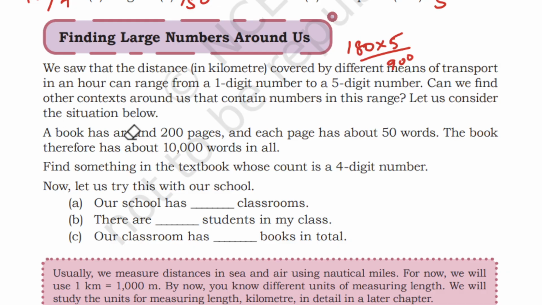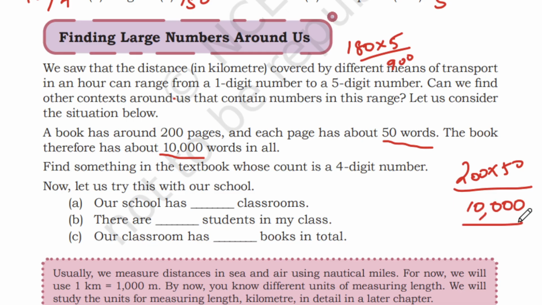A book has around 200 pages, and each page has about 50 words. So what happened in a book? We have 200 pages, and each page contains 50 words. The book therefore has 10,000 words. Yes, if you multiply 200 into 50, you have three zeros, put those three zeros, 5 twos are 10. So 10,000. Okay.